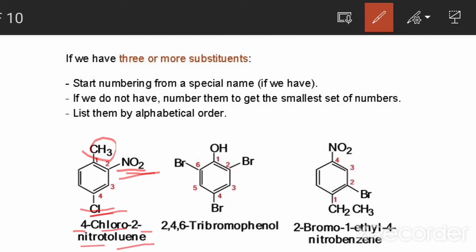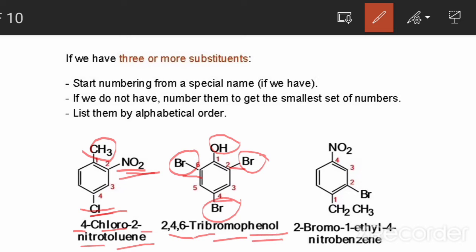Okay, the next example contains four substituents. The one we take as the parent name is phenol, and the other attached groups are the same halogens, bromo. So we will name it with the numbering 2, 4, 6, and because there are three of the same groups, we will write it as tribromophenol.